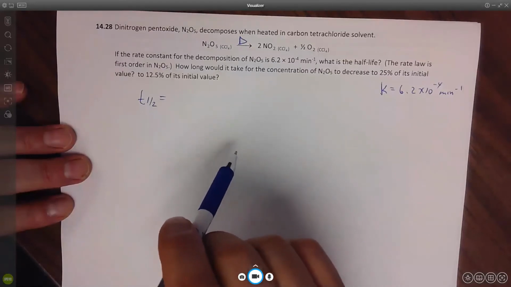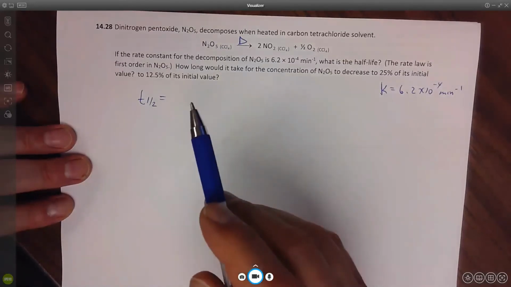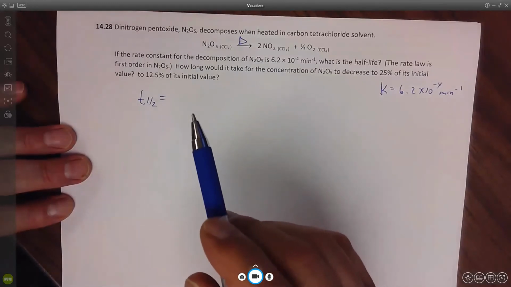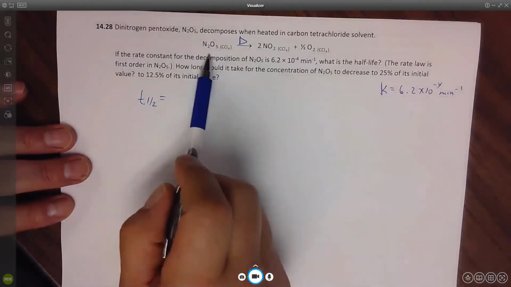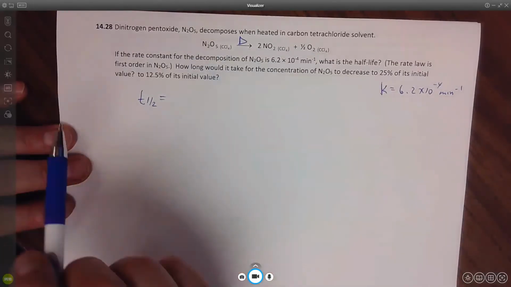This is kind of a trick question, but it's simple. I'm not trying to trick you. I want you to be able to immediately realize what the wording means. So it's saying that it's first order in N2O5. Therefore, what's the overall rate law?